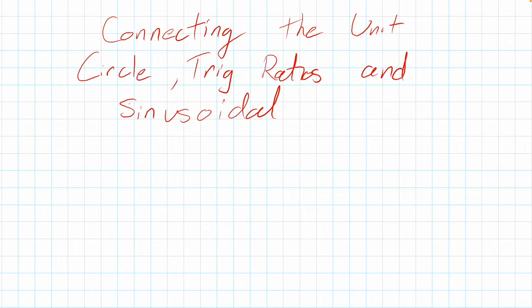We're going to look at a lot of ideas. So we're going to look at something called the unit circle. We're going to look at trig ratios, and we're going to look at sinusoidal waves or functions.